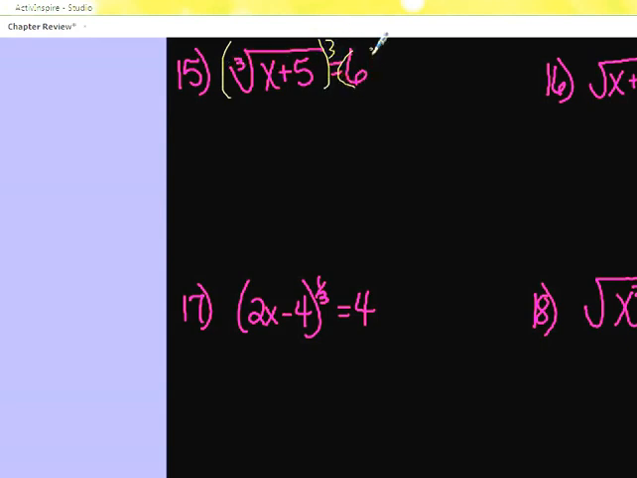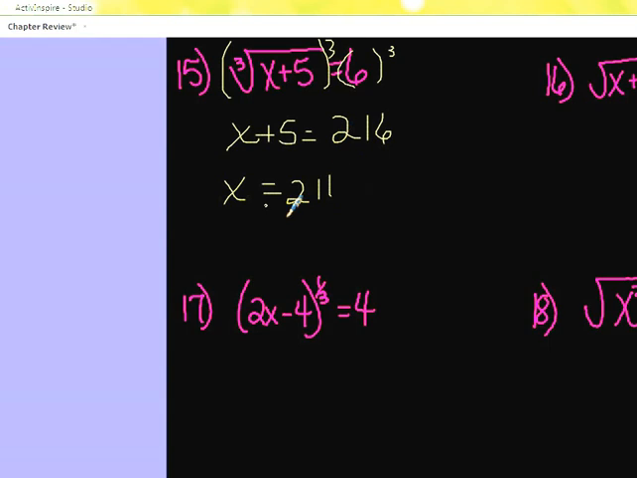And then the golden rule says what we do to one side, we do to the other. And these will cancel each other out because they're inverse operations. We'll get x plus 5 is equal to 6 times 6 times 6, which is 216. And now we can subtract 5, and our answer is 211.